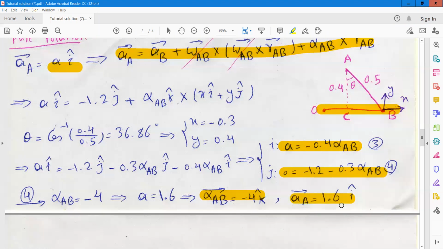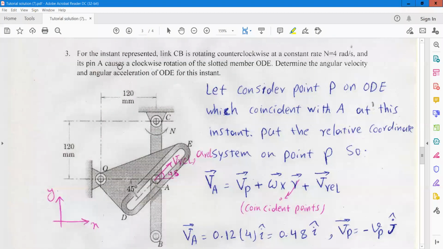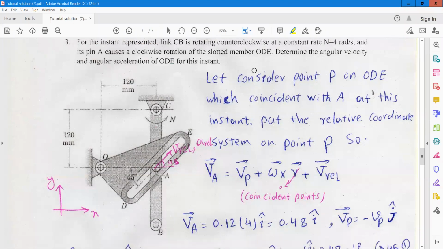Okay, and finally the last problem: for the instant represented, link CB is rotating counterclockwise at a constant rate of 4 radians per second, and its pin A causes a clockwise rotation of the slotted member ODE. Determine the angular velocity and angular acceleration of ODE for this instant.